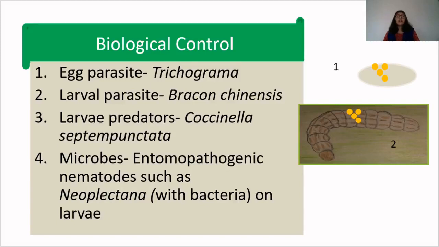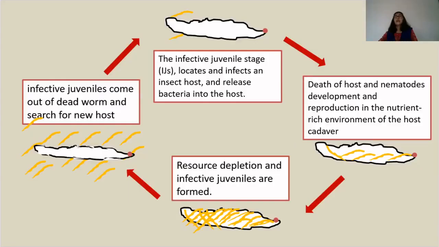Then fourth is microbes. So certain entomopathogenic nematodes are there such as Neoplectana with bacteria, and they kill the larvae. Now let us see how they destroy the larvae. So here in the first stage, the infective juvenile stage of the nematode locates and infects a host, or a larva of jawar stem borer, and it releases bacteria into the host.